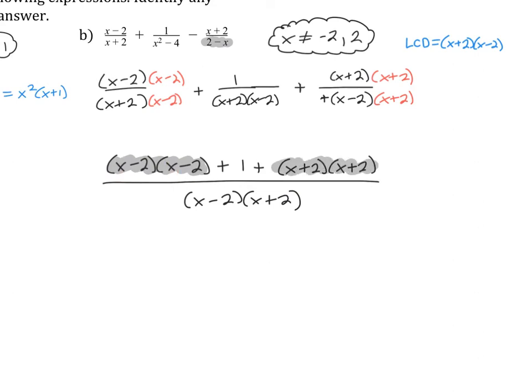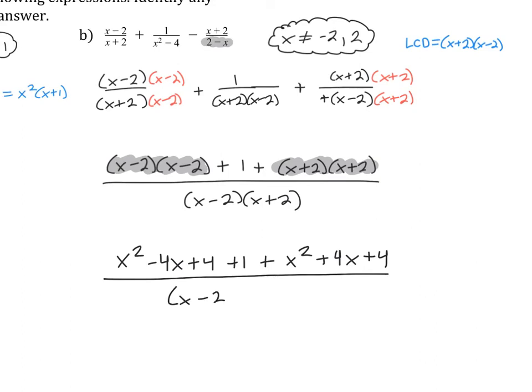So here this gives us x squared, and then we have minus 2x, which gives us minus 4x, and then plus 4, negative 2 times negative 2. And then we have our plus 1, and then we have, again, x squared, and then this will give us 2x plus 2x, so plus 4x, and then plus 4. And all of this is over (x minus 2) times (x plus 2) still.